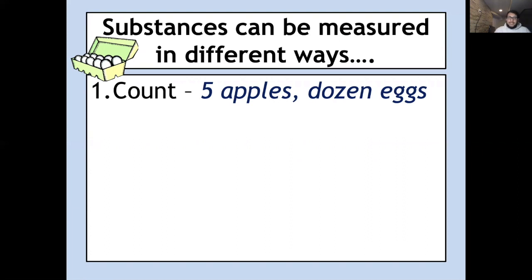Basically, no one says, hey, I need 12 eggs. Right? If you need some eggs, no one says, I need 12 eggs. People say, I need a dozen eggs. I just need a dozen. I need 2 dozen, 3 dozen. Right? We count eggs by the dozen, for example.